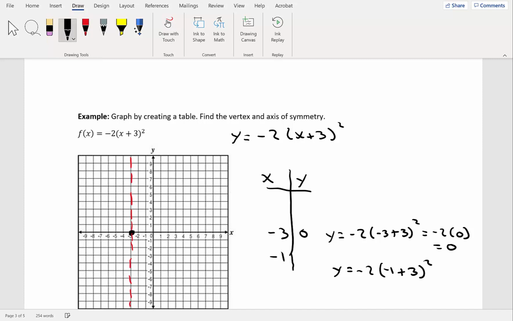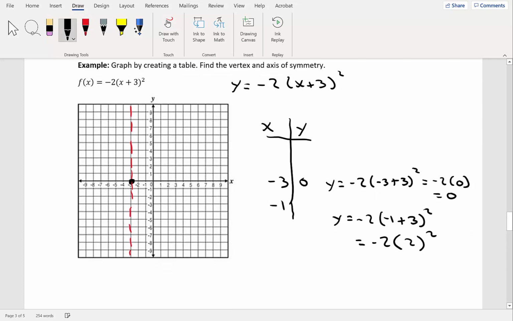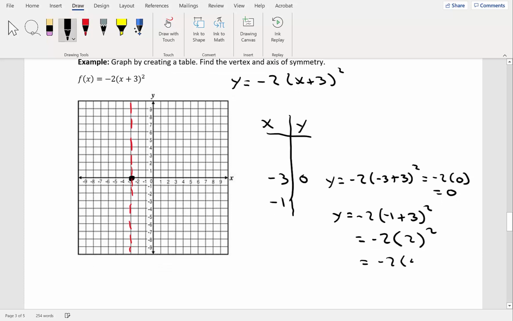Okay. So if I plug in negative 1 for my x, I just want to get some small numbers for y, that way it'll fit on our graph. So if I plug in negative 1, I get negative 2 times, now negative 1 plus 3 gives me positive 2, raised to the second power. So this gives me negative 2 times 4, which gives me negative 8. So now I have another point, negative 1 comma negative 8, which is this point right over here.